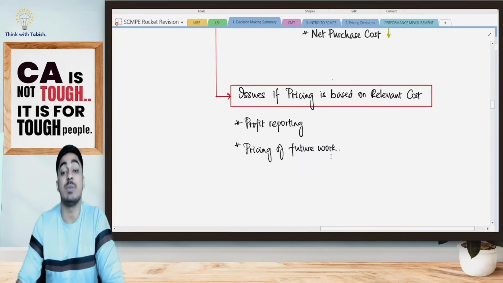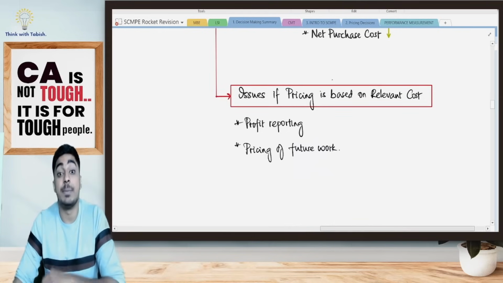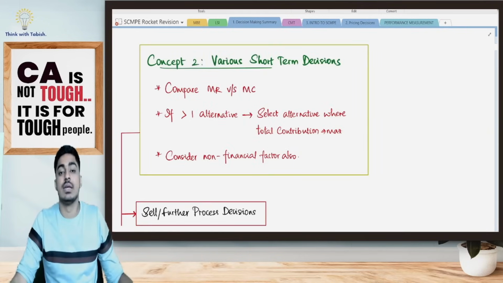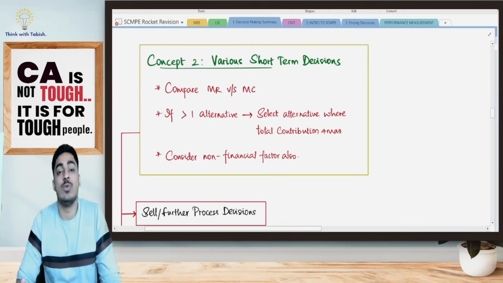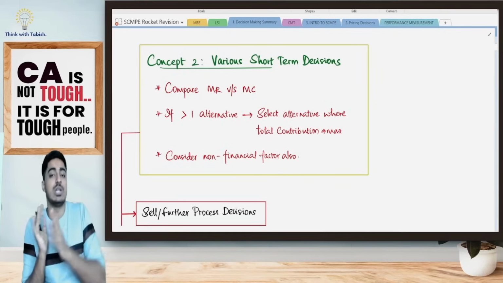Two issues if my pricing is based on relevant cost. Profit reporting could be an issue. Pricing of future work could also be a challenge. Is it clear, everyone? Next, we have concept number 2, wherein we are taking various short-term decisions based on the concept of marginal costing. A few golden rules to be kept in mind.